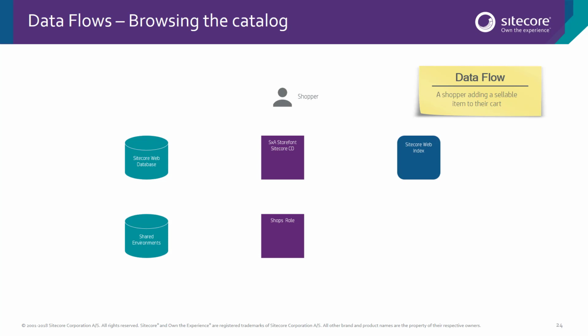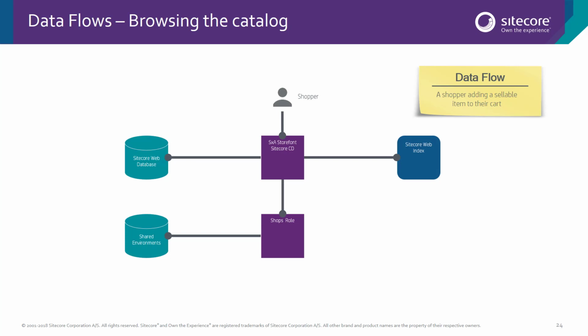When a shopper is adding a sellable item to their cart, the user hits the SXA storefront page containing the add to cart rendering. The rendering details are loaded from the Sitecore web database, and the rendering uses the Sitecore web index to get the details of the product. The index documents are then converted into Sitecore items, at which point the catalog data provider takes over and calls through to the shops role.